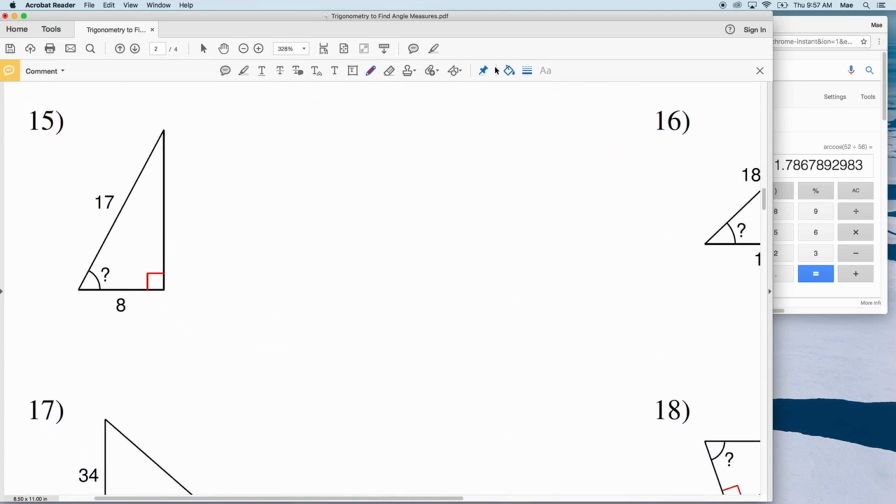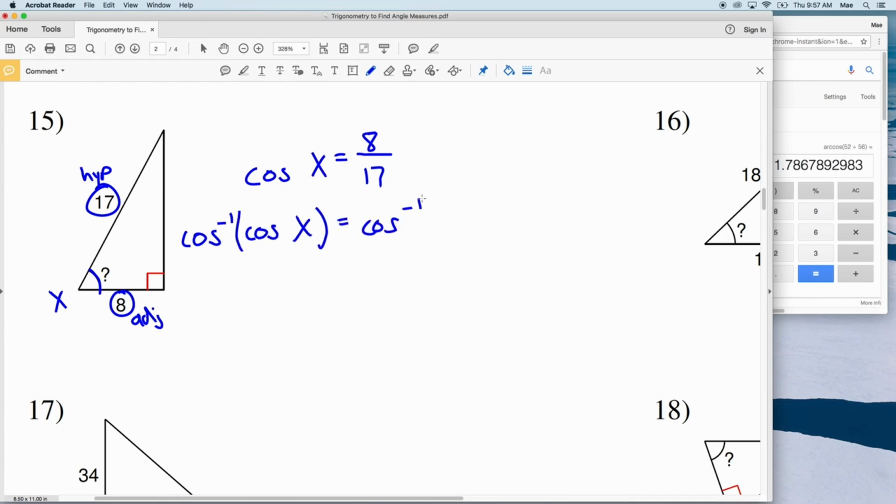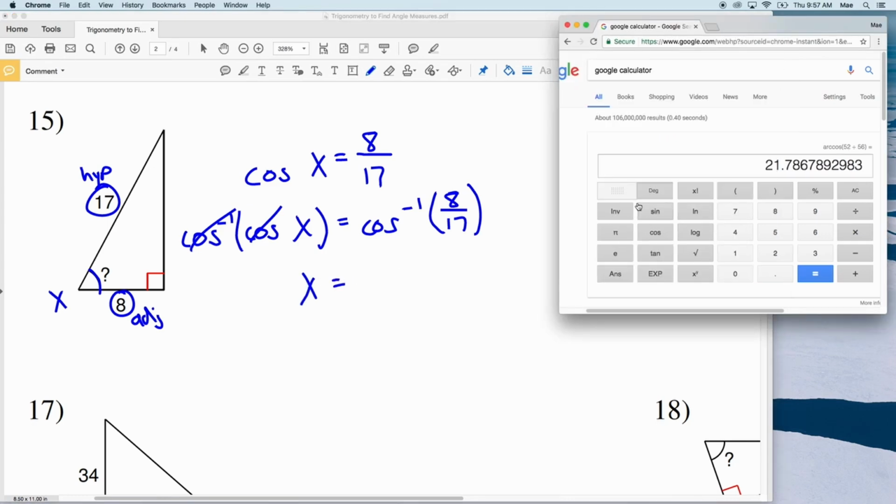In number 15, let's go ahead and call this angle X. For this triangle, we're given the hypotenuse and we're also given the adjacent. So we're going to use cosine. The cosine of x equals the adjacent side length, which is 8, over the hypotenuse length, which is 17. Doing the inverse cosine of both sides will leave us with x on the left, and typing that into the calculator, inverse cosine of 8 over 17 is 61.9, which rounds to 62 degrees.